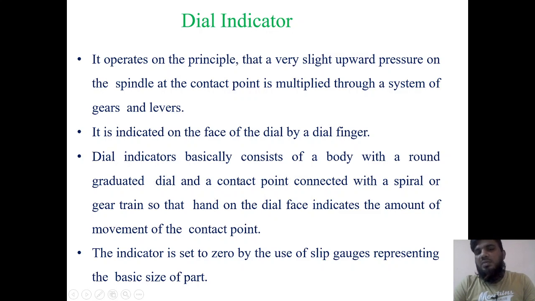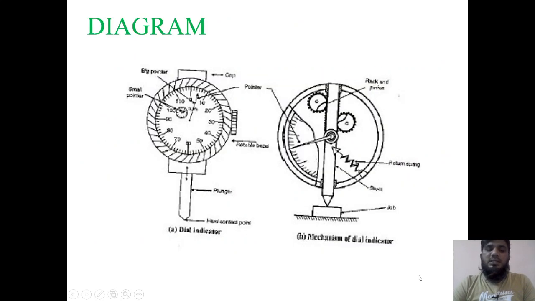The dial indicator basically consists of a body with a round graduated dial and a contact point connected with the spiral or gear train. The hand of the dial gauge indicates the amount of movement of the contact point. The indicator is set to 0 by using a slip gauge representing the basic part of the size.